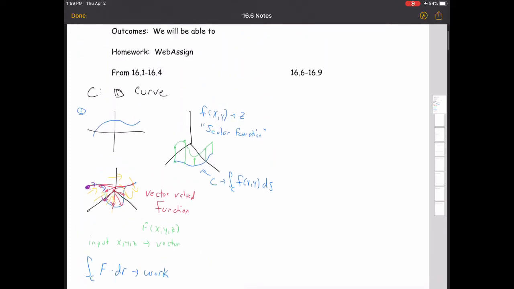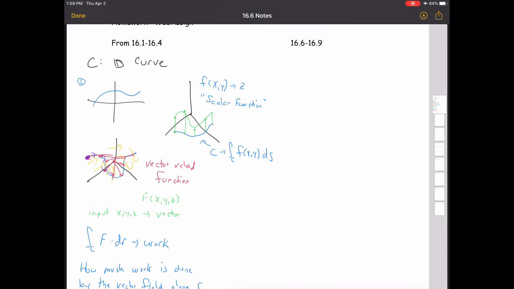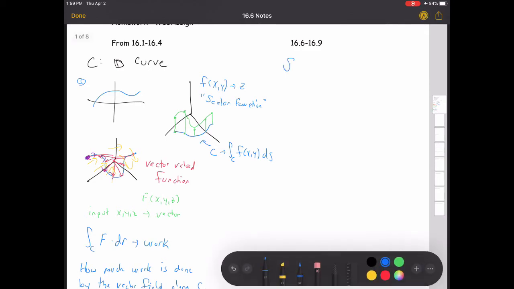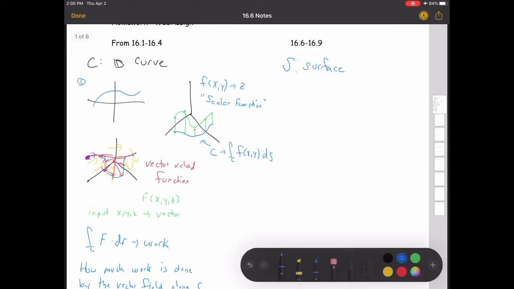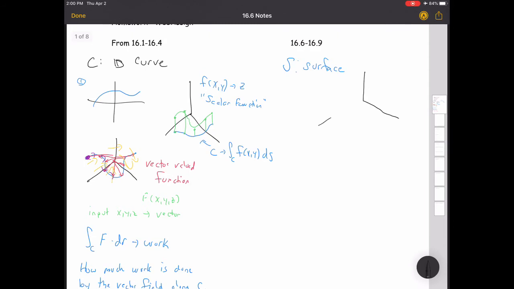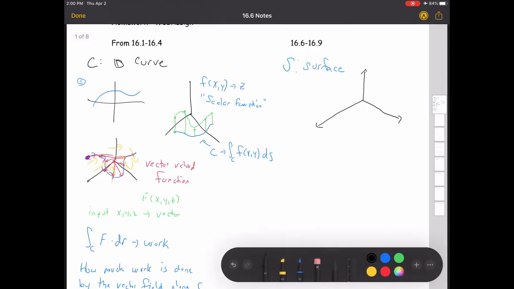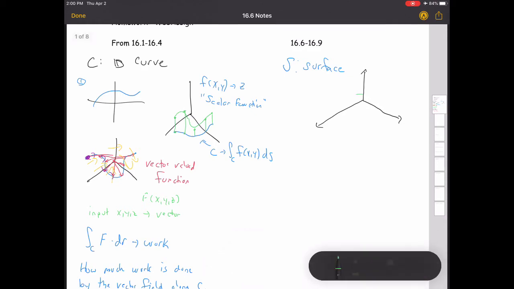All right, but for the second part, for the 16.6 to 16.9 part, now instead of doing this over a curve, we're actually going to do this over a surface, S. And so the idea is, let's just draw a really simple surface here. Let's draw something like a cylinder. This is a three-dimensional surface. Actually, I apologize, it's actually a two-dimensional surface, but it's in three-dimensional space. So what we've got is our cylinder, and the idea is we're talking about just the surface of the cylinder. So we are talking about the bottom part of the cylinder.